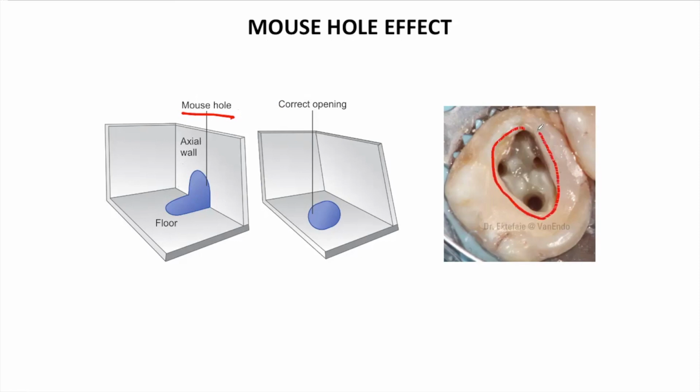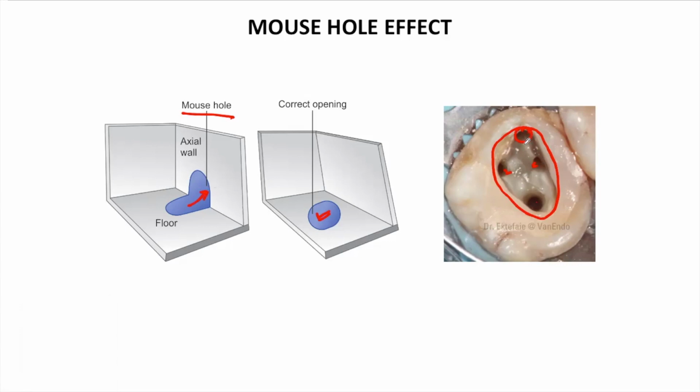See, if you check it carefully, this orifice is located on the floor of the chamber. This is located on floor of the chamber. Similarly, MB2 is located on floor of the chamber. But can you see this one? This is partially located on the axial wall. So this orifice is located on floor, whereas this is extending half to the axial wall. Now, what can be the reason of this mouse hole? This is caused by underextension of the access cavity.